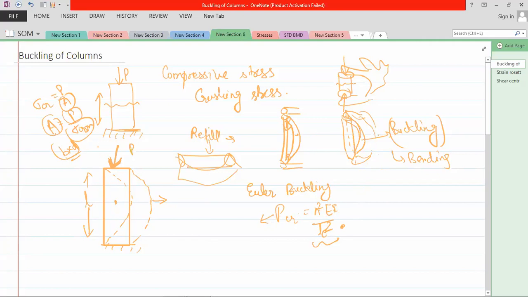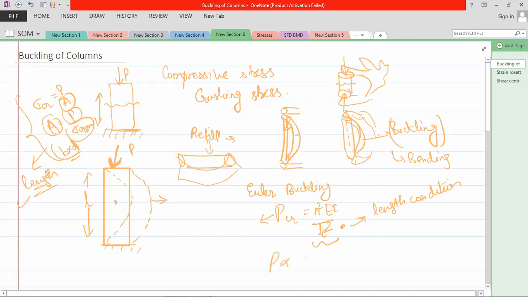You can see that in the compressive stress formula there is no length term considered. But here we consider the length condition. That means if we increase the length, P is inversely proportional to LE square, so P critical decreases. P critical is the value of the load at which the buckling will start.